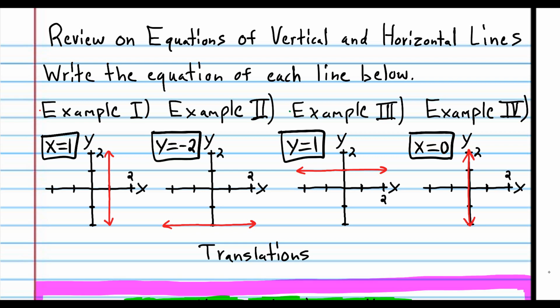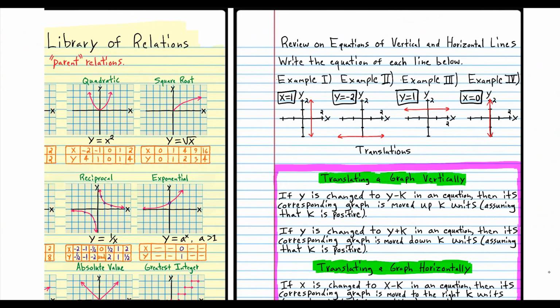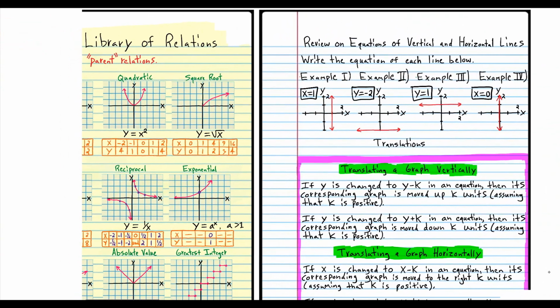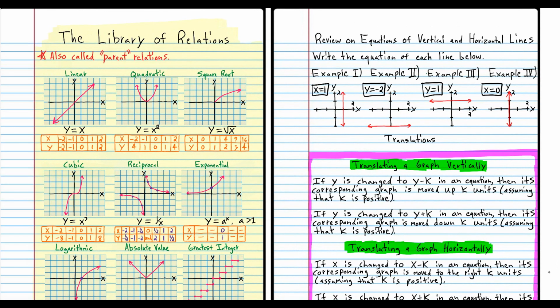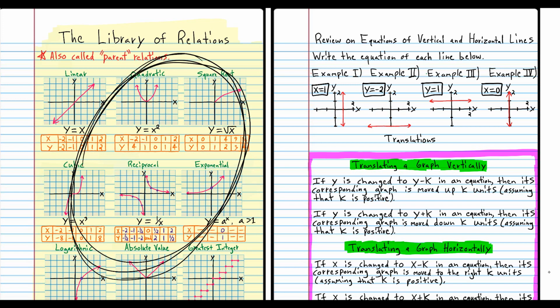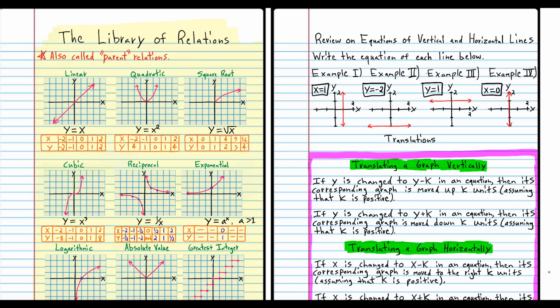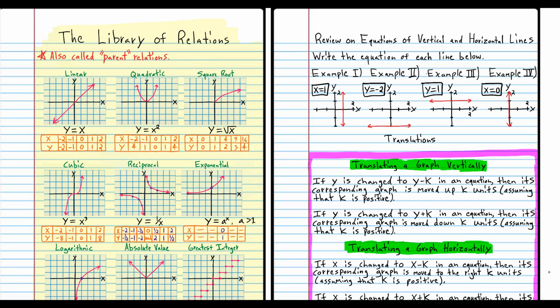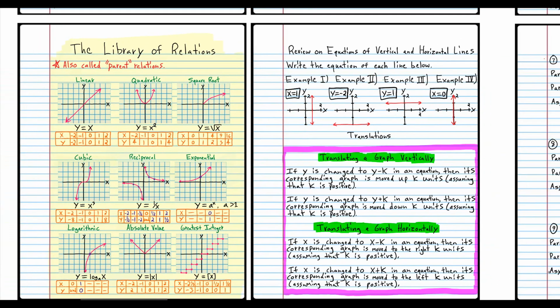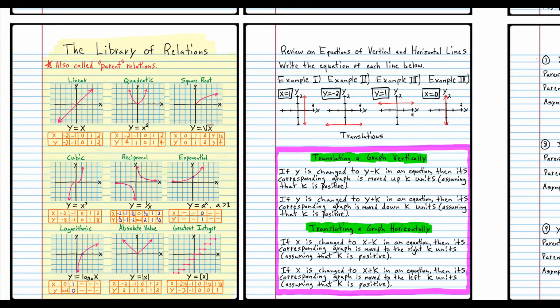Now, the whole point of this class is to graph relations by using the basic parent relations and their graphs. So we're going to take these parent graphs and we're going to move them around. We're going to translate them, reflect them, and dilate, and so on and so forth.